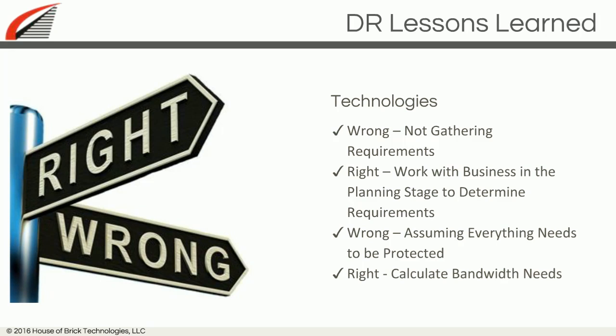Like I just talked about, the right way, work with the business in the planning stages to determine requirements. Wrong, assume everything needs to be protected. What you'll find out is that probably about a third of it is really business critical. Other items, maybe a reporting server can come back online 2 or 3 days after the DR event.